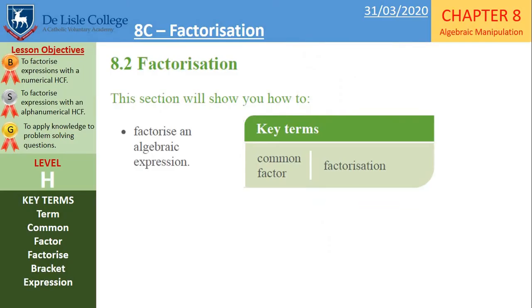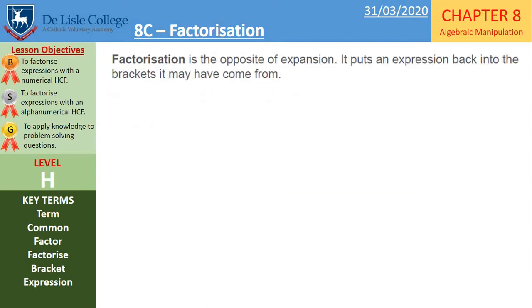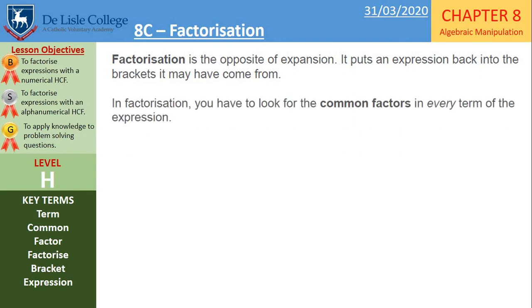Okay, so today's topic is on factorisation, and we need to be able to spot highest common factors. So factorisation is the opposite of expansion. It puts the expression back into the brackets it could have come from. So as I said before, we are looking for common factors, specifically the highest common factor.